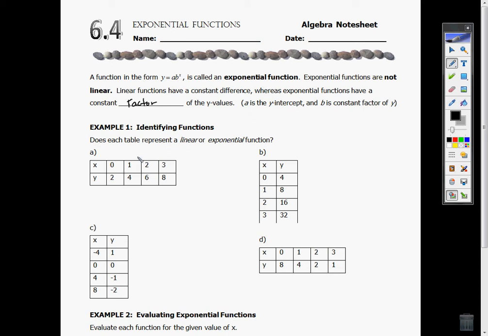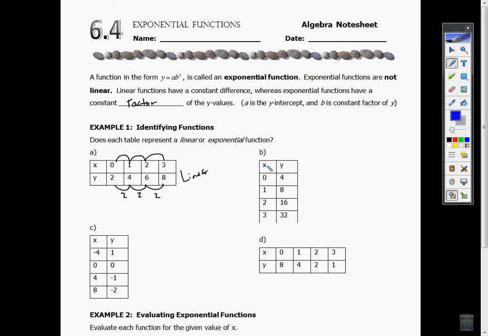So first off, let's look at a here. And what I'm looking for is, does a represent a linear or exponential function? So our x values are increasing 0 to 1, 1 to 2, 2 to 3. Nothing too fancy there. Our y values are increasing 2 to 4, so that's a common difference of 2. 4 to 6, looks like that is continuing, plus 2. And 6 to 8, again continuing, plus 2. So what we have here is in fact linear. It's a lot like an arithmetic sequence. It's showing a linear relationship.